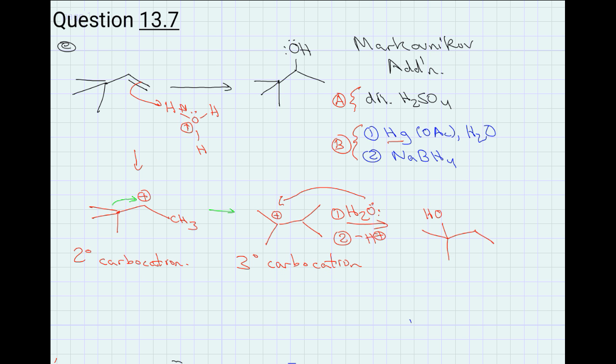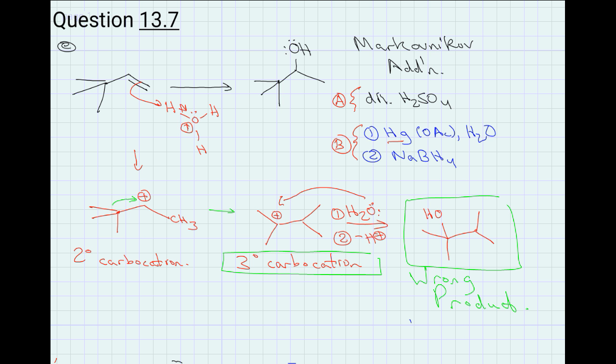And this is not the desired compound. This is not what we're looking for. So you can see that when you use dilute sulfuric acid here, you're going to end up with a carbocation rearrangement to generate this more stable tertiary carbocation, and you're going to end up with the wrong product. So if you chose this as your reagent, it's going to give you the wrong product.